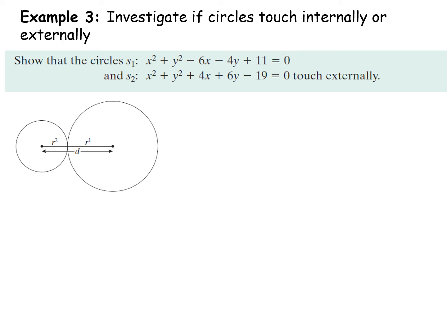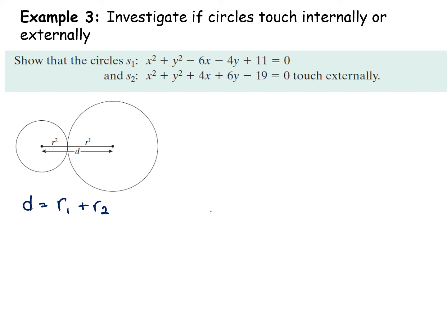So looking at this picture here, what little piece of information do we use to figure out whether circles touch internally or externally? It's the distance between the centers. So if you look here, the distance between the centers is equal to radius 1 plus radius 2. So if that's true, they must touch externally.